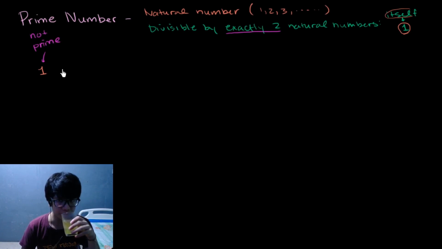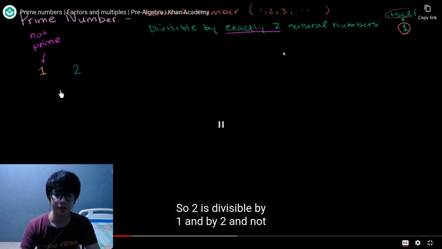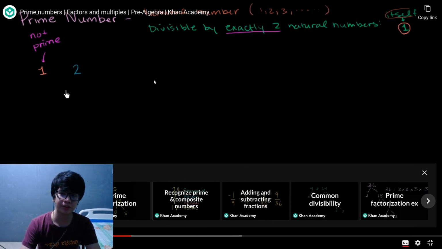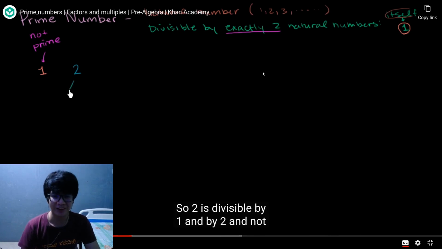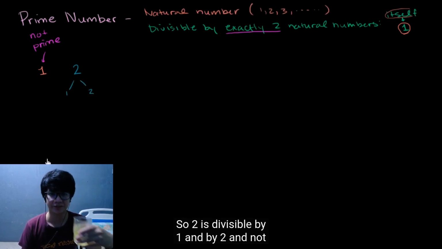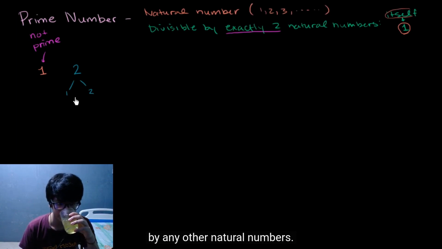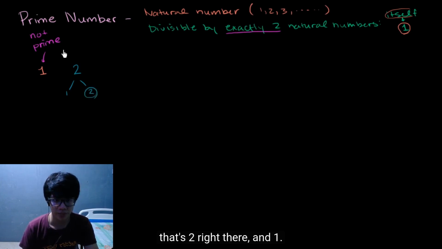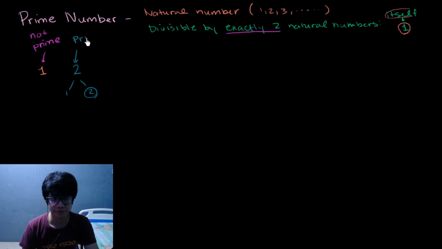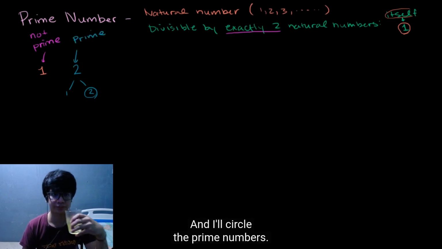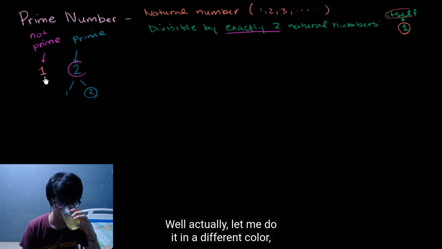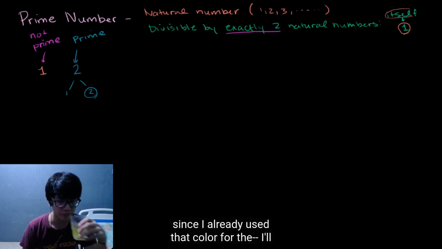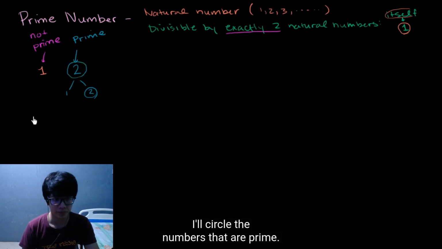Let's move on to 2. So 2 is divisible by exactly two natural numbers, by 1 and by 2, and not by any other natural numbers. So it seems to meet our constraint. It's divisible by exactly two natural numbers, itself, that's 2 right there, and 1. So 2 is prime. And I'll circle the prime numbers. I'll circle the numbers that are prime.